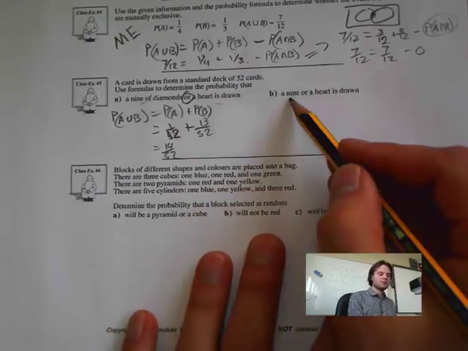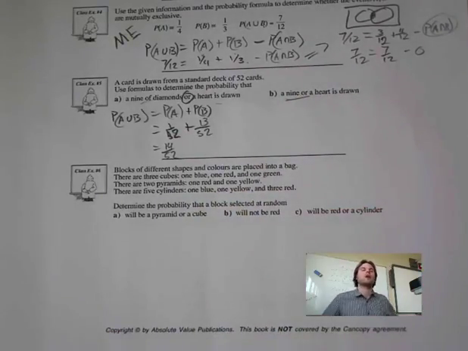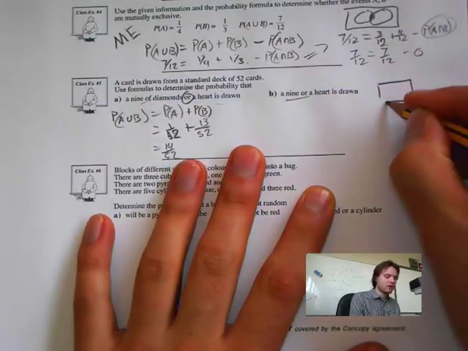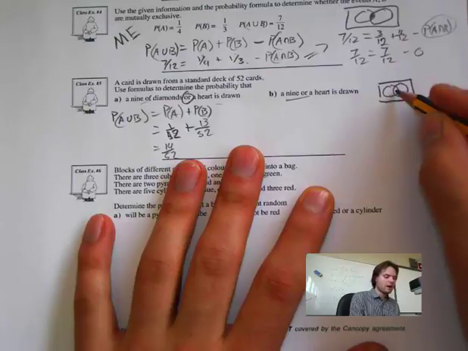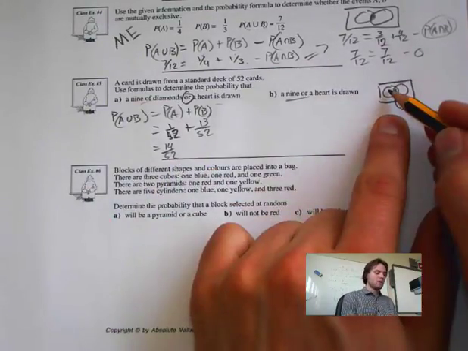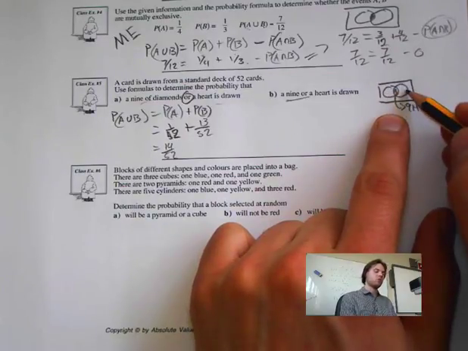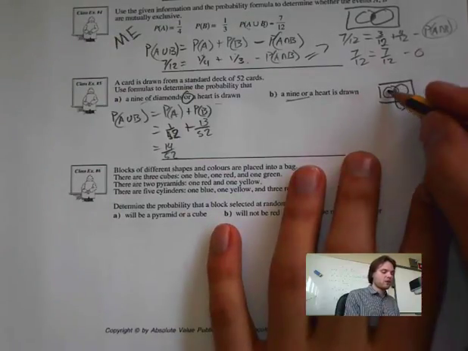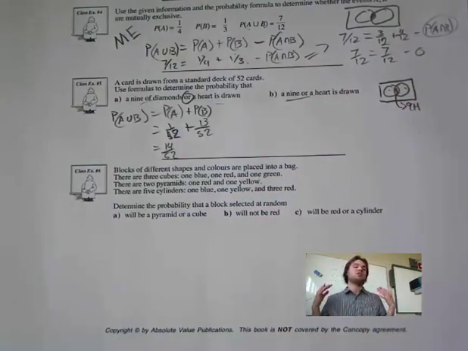The next question says, a 9 or a heart is drawn. So this one's a little less specific. A 9 or a heart is drawn. Well, if I look at this, is there a 9 in hearts? Yes, there is. There are 4 9s. One of them is a heart. So we have an overlap here. If I was to draw my Venn diagram, there's an overlap here, and this little guy here is the 9 of hearts. He's in both. We have 3 other 9s here, and then we have 12 other cards there, right?